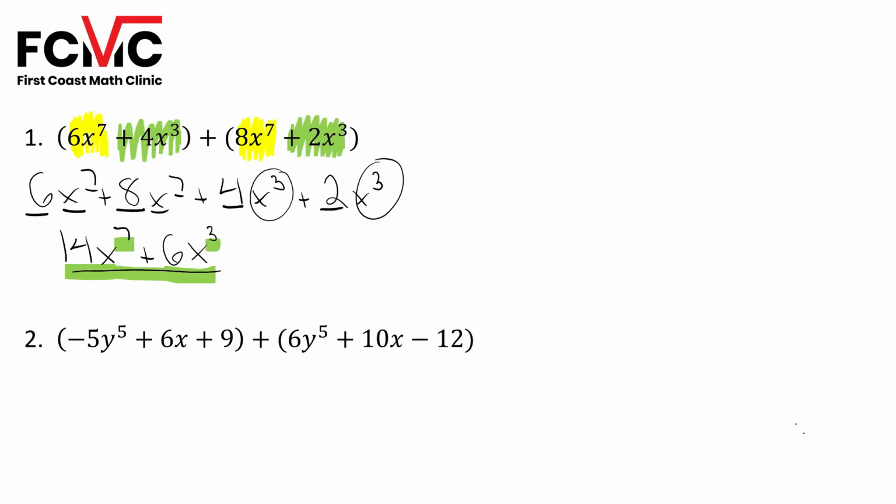Now for number two, let's identify our like terms. So starting with this negative 5y to the 5th, where else do we see a y to the 5th? Well, we've got this 6y to the 5th right here. So these are like terms. And then here we've got a positive 6x. Where else do we see an x to the 1st? Well, we've got a positive 10x right here. And then we have just a constant of plus 9, and we've got another constant here of minus 12. So these are our like terms.